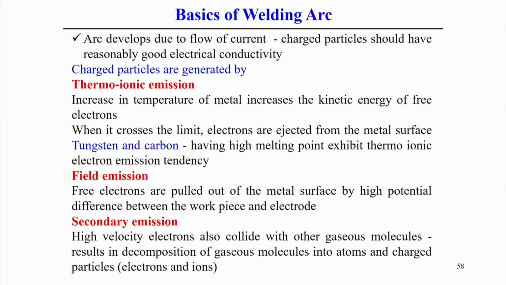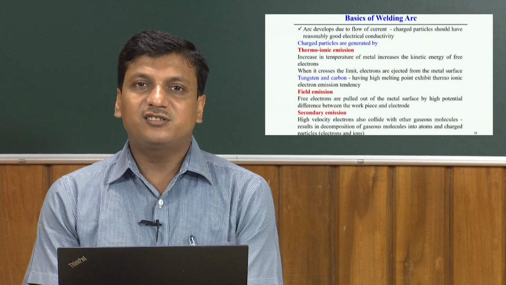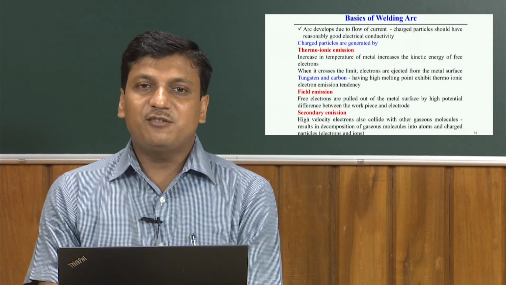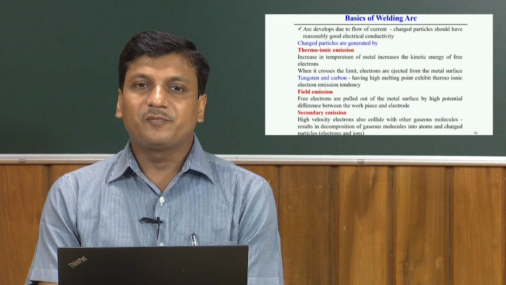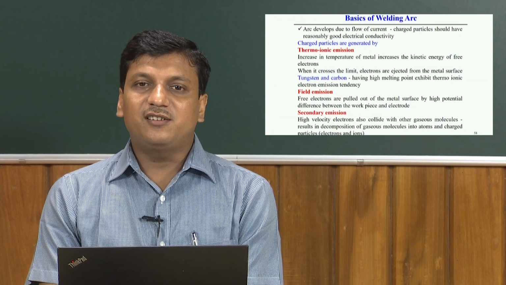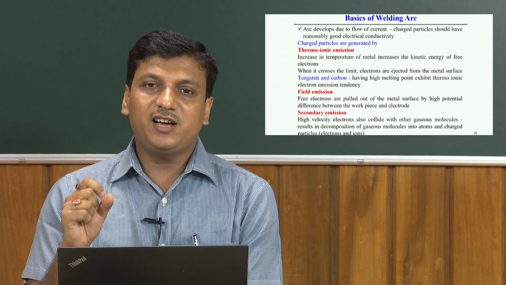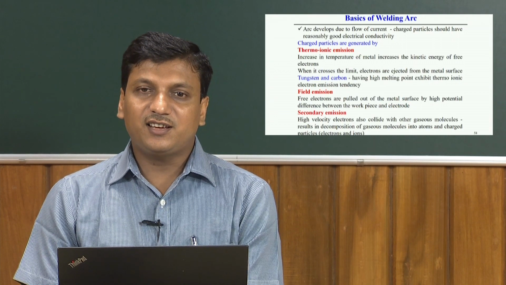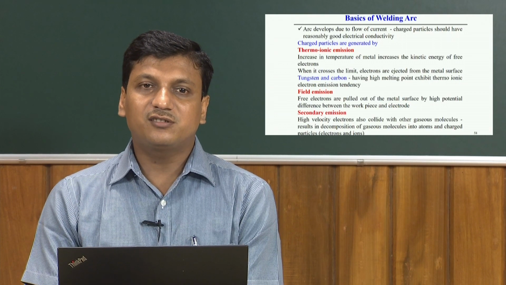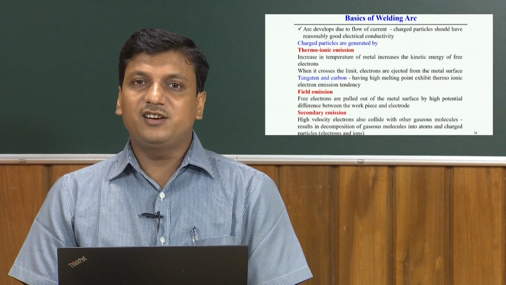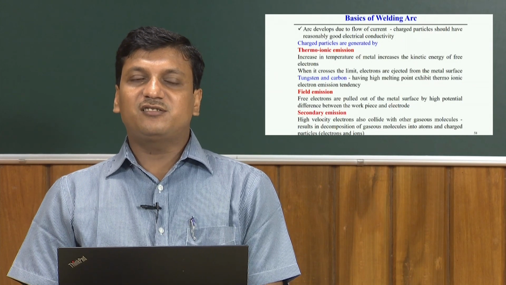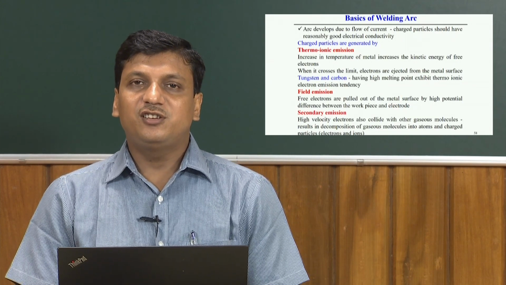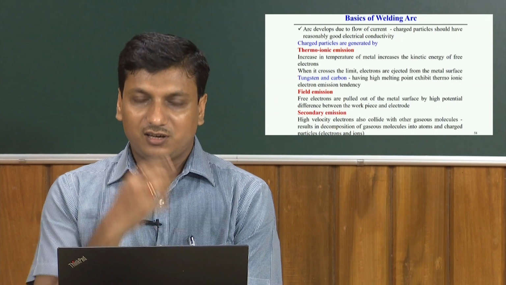Normally, thermionic emission is intentionally used with tungsten and carbon, because they have a high melting point temperature, and at that high temperature they can exhibit the tendency for thermionic emission. So, that is why tungsten and carbon are mostly used in the arc welding process.